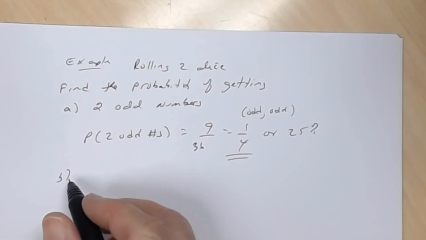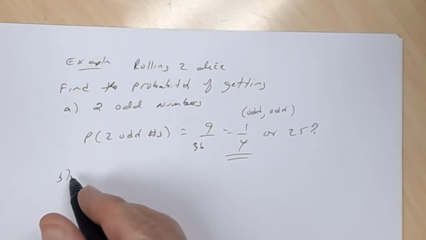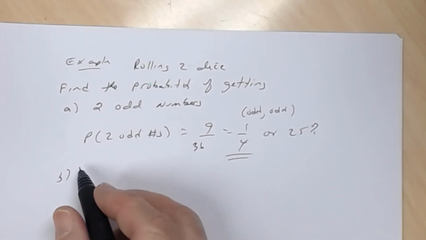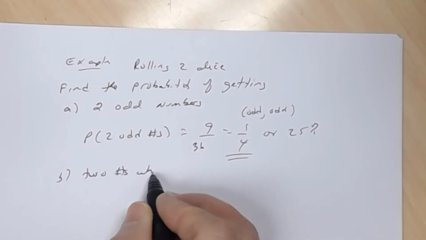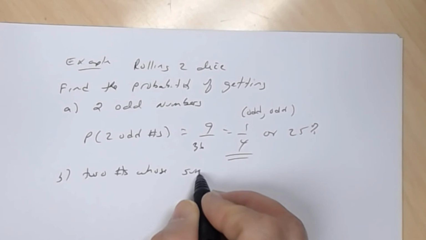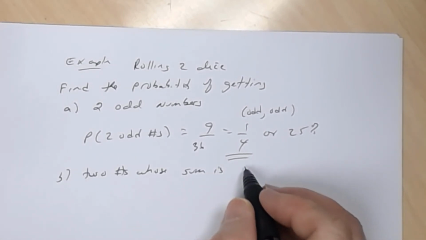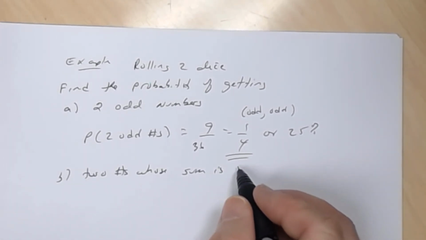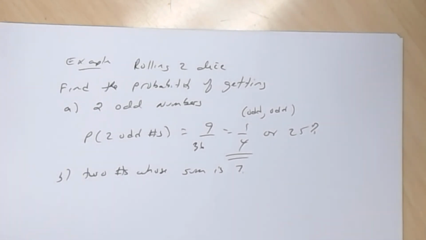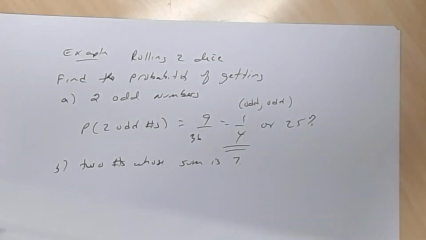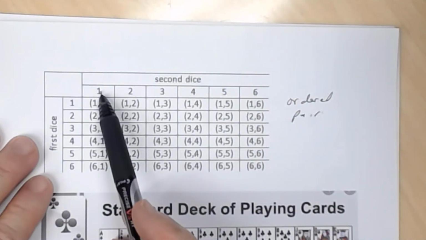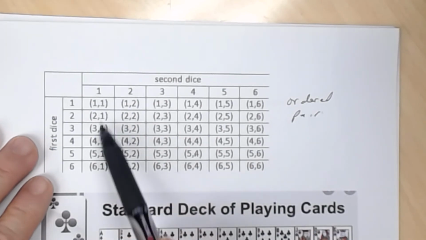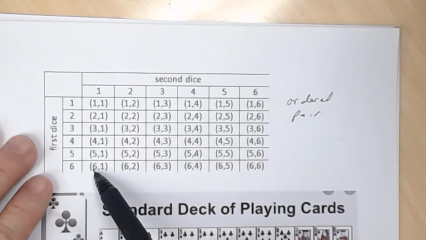Okay, part B. All right, let's get to part B. What's the probability of rolling two numbers whose sum is, let's say, 7. Two numbers whose sum is 7. All right, so we look at this. So I need two numbers whose sum is 7, right? Okay, so let's start with 1. 1 plus what is 7? 6. Now, you agree that this will work? So there's one of them.